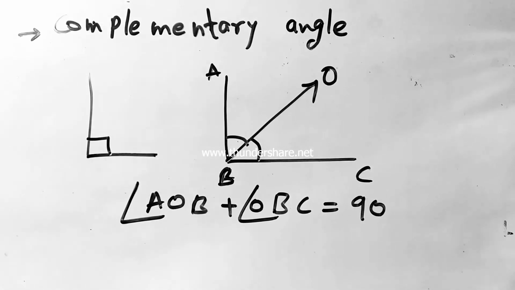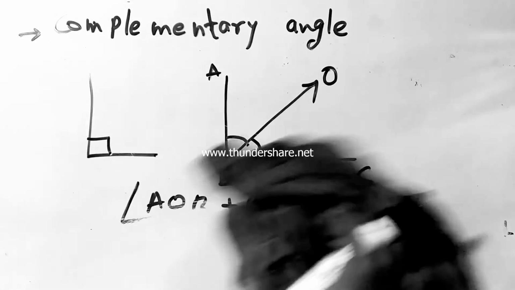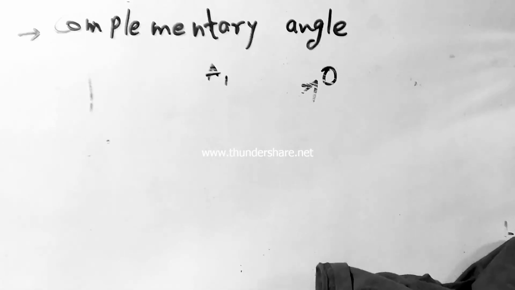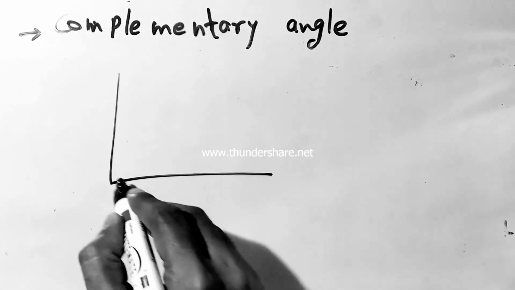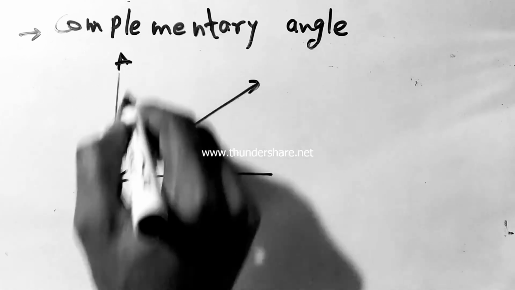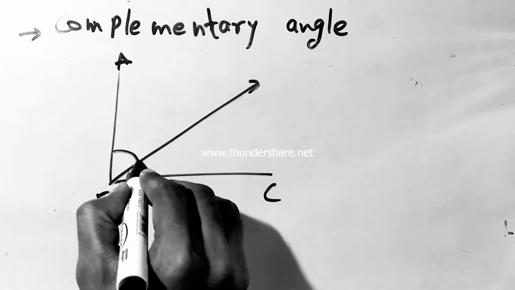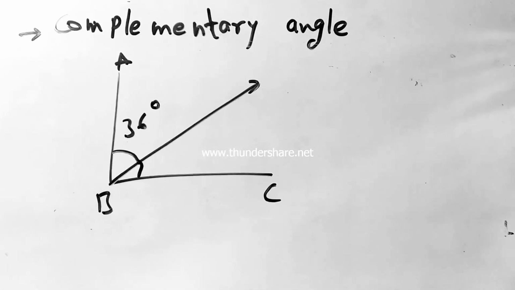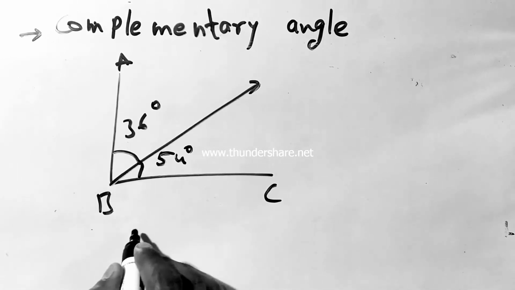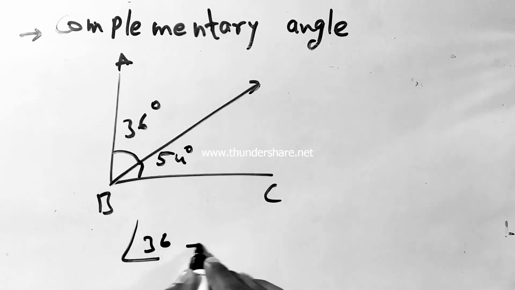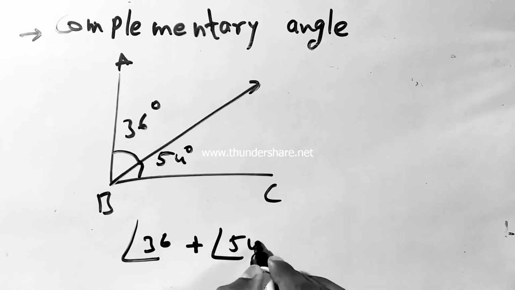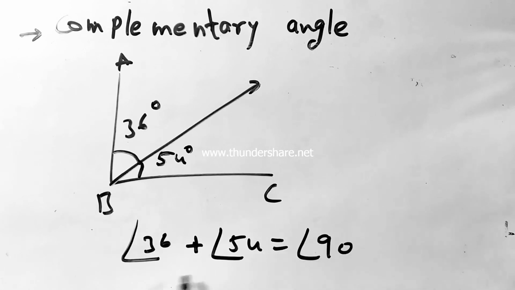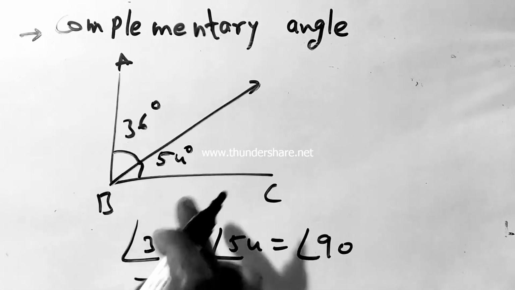We can take an example of complementary angles. Let us consider this. Consider 36 degrees as the angle, and this is a 54 degree angle. So angle 36 plus angle 54 is equal to 90 degrees. Then these two angles make complementary angles. The sum of two complementary angles is 90.